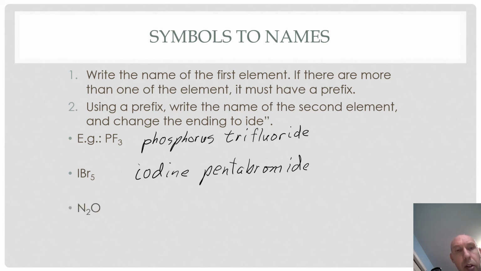Last example, N2O. Now I've got a subscript for the first element, so I have to use a prefix for it, dinitrogen. The second element always gets a prefix, so monoxide. Dinitrogen monoxide.